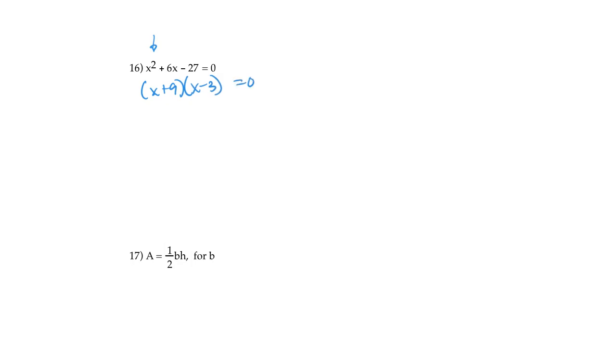And so when you're solving an equation, you use that 0 property. So if something times something equals 0, either x plus 9 is 0 or x minus 3 is 0. And solve each of those linear equations. So this would be x equals minus 9, this would be x is equal to 3. And so these would be the two answers.